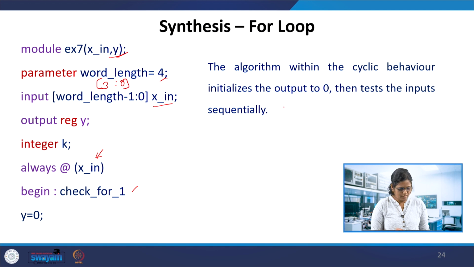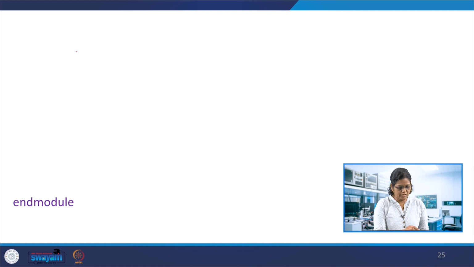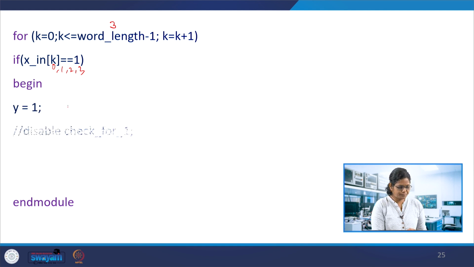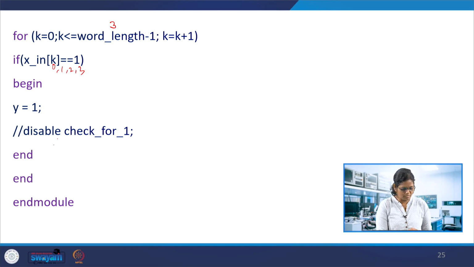Then what we do is check the inputs here for k up to the word length minus 1, that is 2, 3, k equal to k plus 1. If x in k, that is 0, 1, 2, 3, any one of them, every time k is incremented, k is declared as an integer. So x in k equal to 1 checks for the bit, and then y is assigned y equal to 1. So that means this is the check for one end.